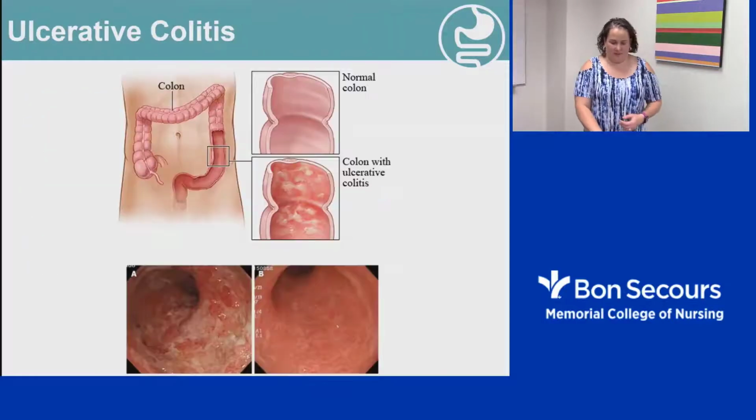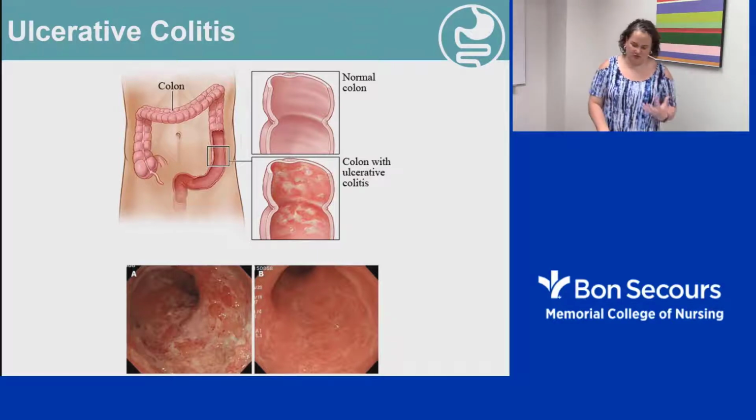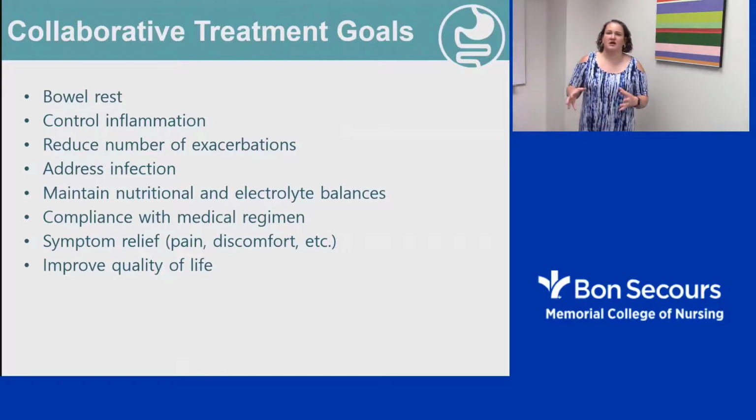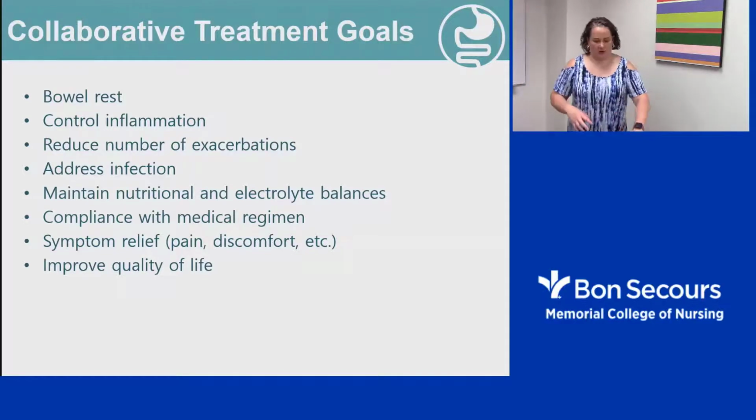And what will happen with ulcerative colitis, the bowel will eventually narrow, shorten, and thicken. You can actually have muscular hypertrophy. So a lot of issues can happen with both Crohn's and ulcerative colitis. Now we're going to look at treatment together.